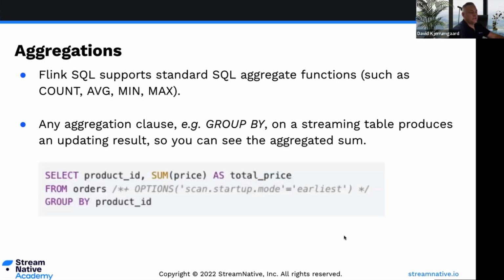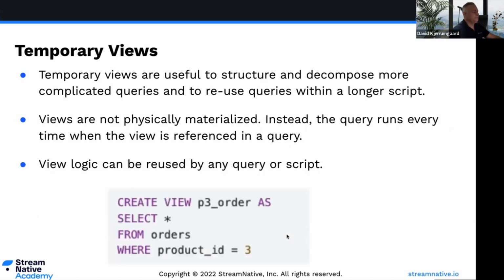Also, you can support aggregations. Everything you can do: counts, averages, mins, maxes, and group bys as well. This is the syntax for that. So you can do sum of price, grouping by product ID, for example, on the streaming table, and it produces an updated result. If you do a streaming table with continuous updates, then the aggregate price is going to change. This would show you the total amount of sales for a particular product ID throughout the day until you stopped it. This would just be a continuously updating query, for example.